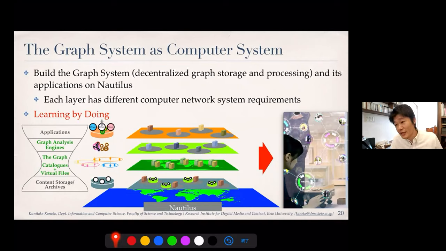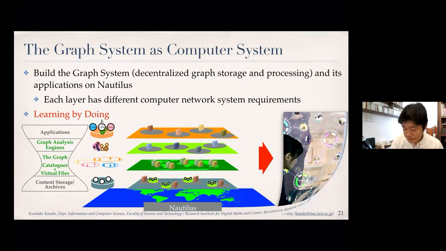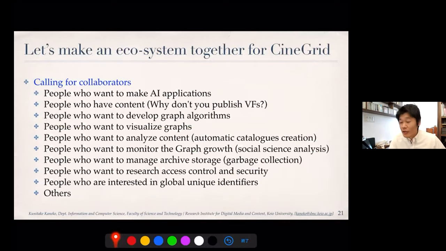And then I want to make it on top of the testbed. Learning by doing is the motto, or the philosophy, of CineGrid, I believe. So make it, and then learn from it. That is what I want to do. But it's a totally huge system, honestly.